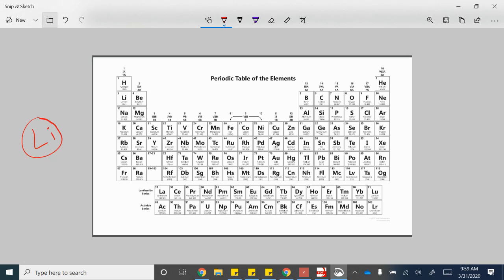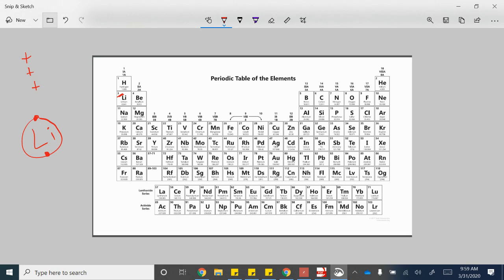Okay, so lithium will drop that outer shell and will look like helium now. Lithium's proton number is 3, so that means it has 3 positives on the inside, 3 protons. And remember that these little dots are the electrons. The electrons are negatively charged.